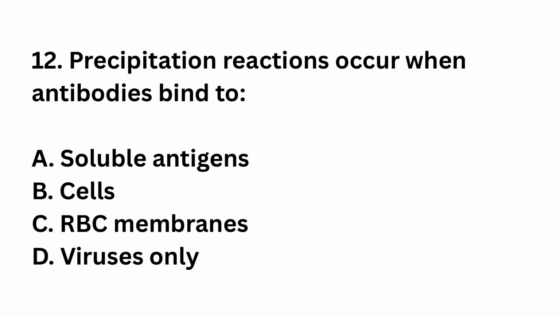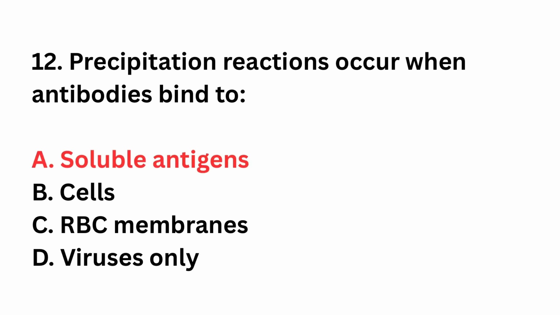Question number 12. Precipitation reactions occur when antibodies bind to: soluble antigens, cells, red blood cell membranes, viruses only. The right answer is option A, soluble antigens. Antibody-antigen complexes form insoluble lattices. This leads to visible precipitates.